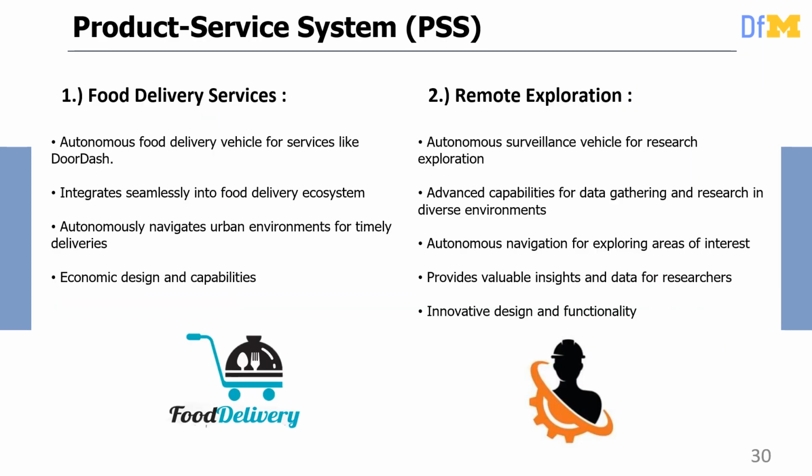Hello everyone, my name is Sarvesh. Next up is product service systems. We are offering two distinct services. Firstly, food delivery services. Here, autonomous food delivery vehicles are provided to services like DoorDash, which are seamlessly integrated into the food delivery ecosystem. These vehicles autonomously navigate urban landscapes for prompt deliveries, showcasing economic design and capabilities.